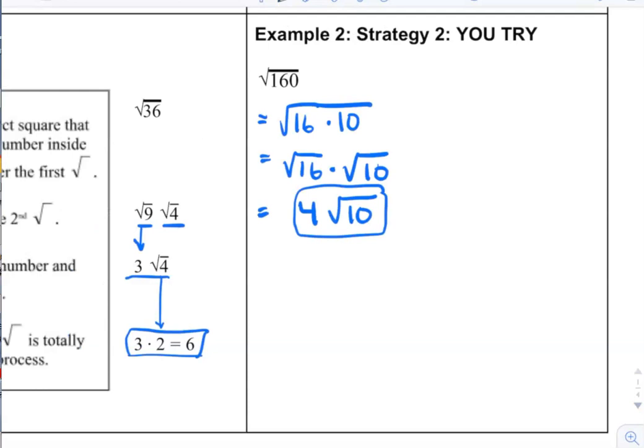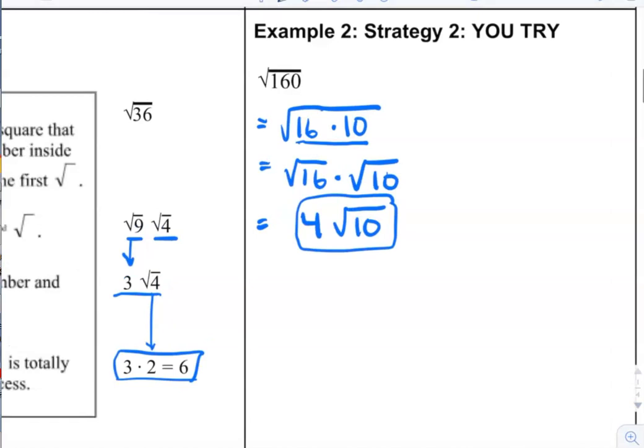All right, guys, here's your second strategy. So just a few steps here. I look at 160 and I see the number 16. I know 16 is a perfect square, so I broke down 160 to 16 times 10. And then I just rewrote it, guys, so that the square root of 16 times 10 is the same thing as the square root of 16 times the square root of 10. You can rewrite them as separate radicals. And then once you take the square root of 16, you're left with 10 inside of your radical there. 4 times the square root of 10.